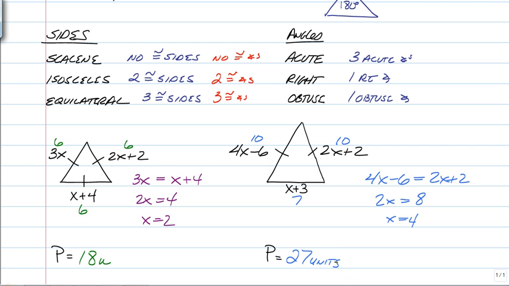Okay? Now a little bit more about the isosceles triangle while we're here. In an isosceles triangle, as I said, the congruent pieces are called legs.